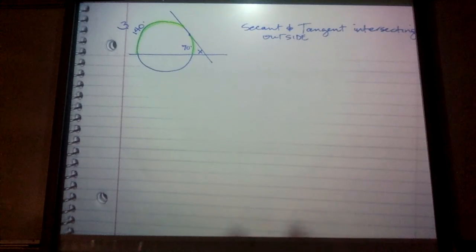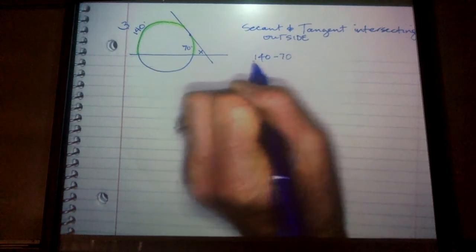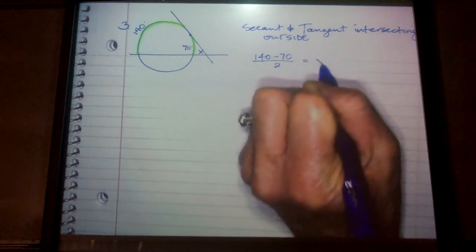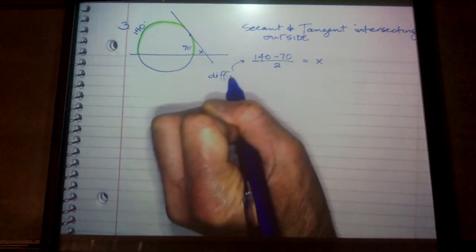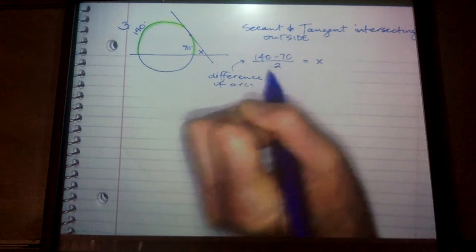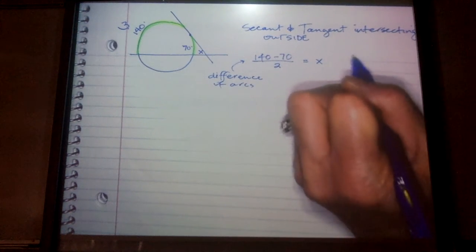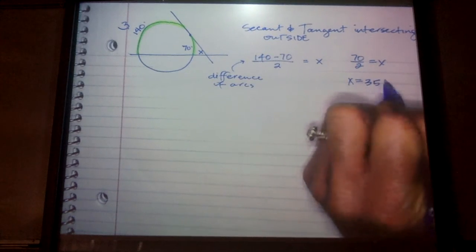In this case, the same as before, because they are intersecting on the outside of the circle, you find the difference, divide by 2, and that will equal the outside angle. It's the same as when you had two secant lines: the difference of your arcs divided by 2. So I have 70 over 2 equals X, so X equals 35 degrees.